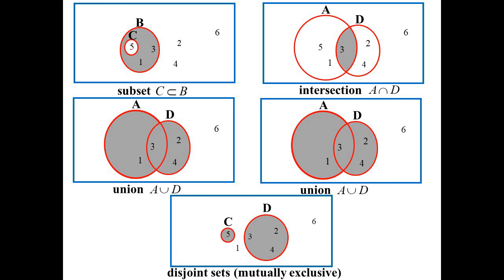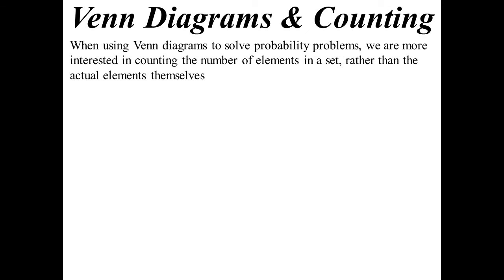Okay. Disjoint sets. Now that is equivalent to what we said in probability of mutually exclusive. So disjoint sets are ones that have no point of intersection. So you might say C and D in our example are disjoint sets because they had nothing in common. So Venn diagrams and counting. So how do we use them to solve our probability problems? So it's another way, I guess, of listing all the possibilities.